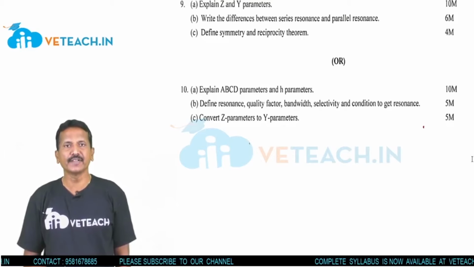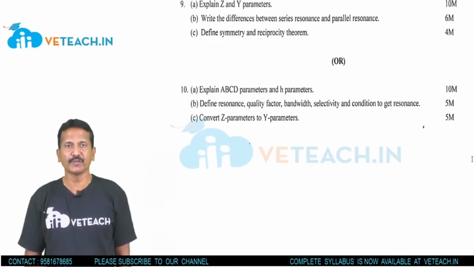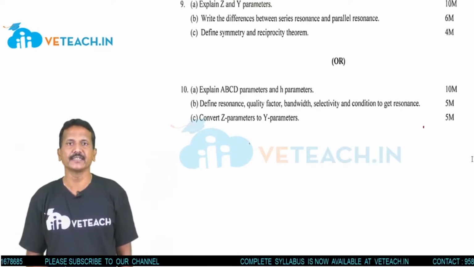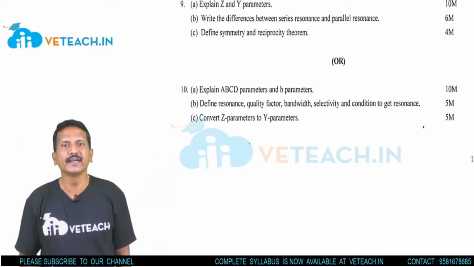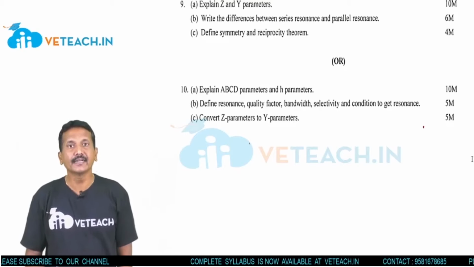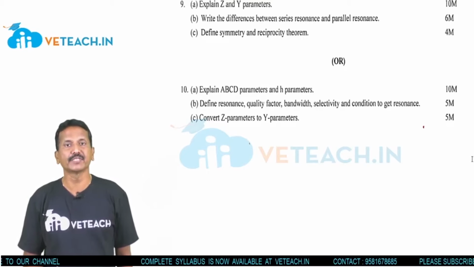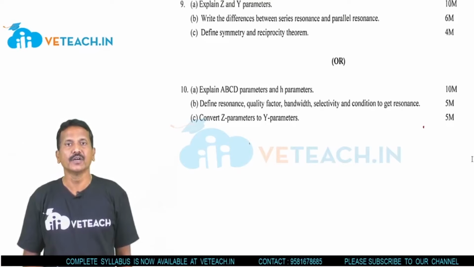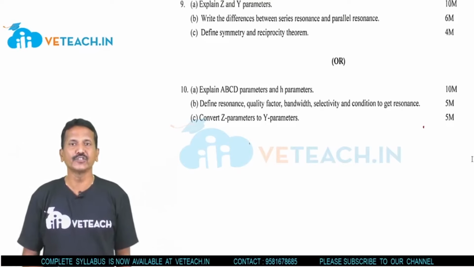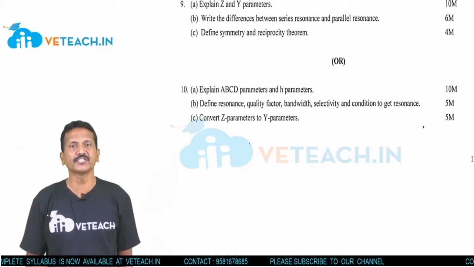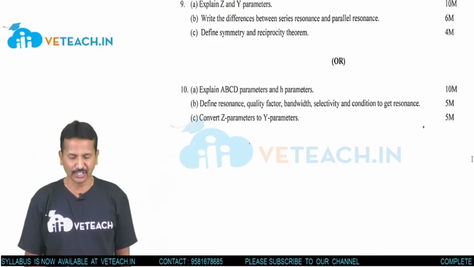Fr is equal to 1 by 2 pi root of LC for series, and for parallel Fr is equal to 1 by 2 pi times the square root of 1 by LC minus R squared by L squared. One magnifies the voltage, the other magnifies the current. These are some of the differences between series and parallel. The curve is V-shaped and inverted V-shaped for series and parallel respectively. Half of the part is inductive and half of the part is capacitive, so the graph can be drawn in terms of inductive and capacitive values. These are some of the differences between series and parallel resonance.